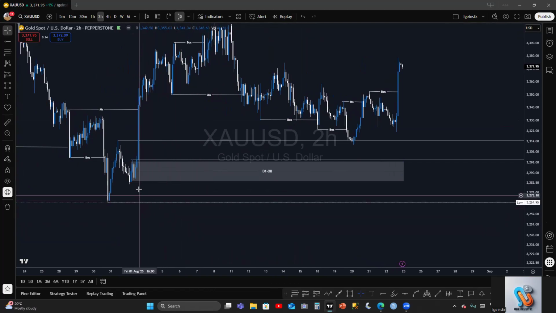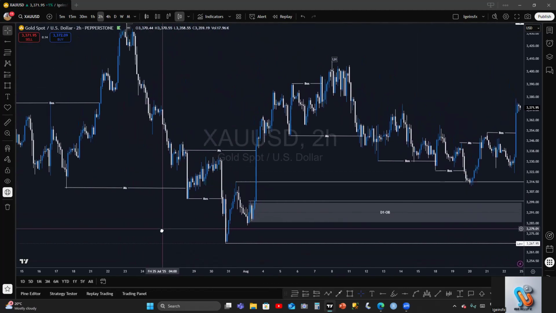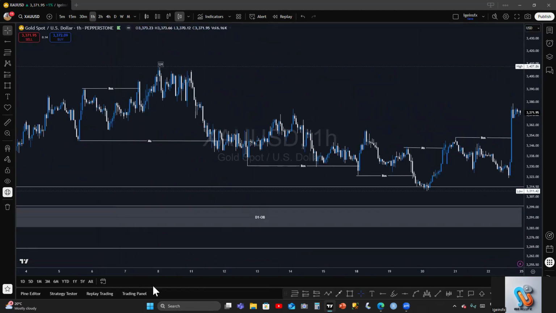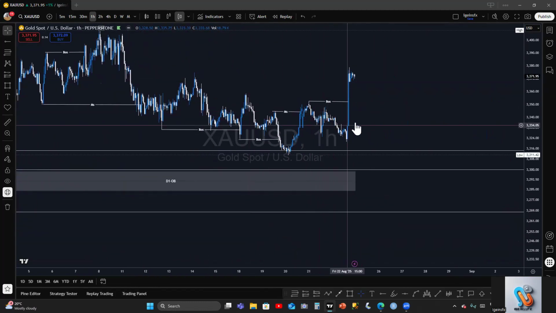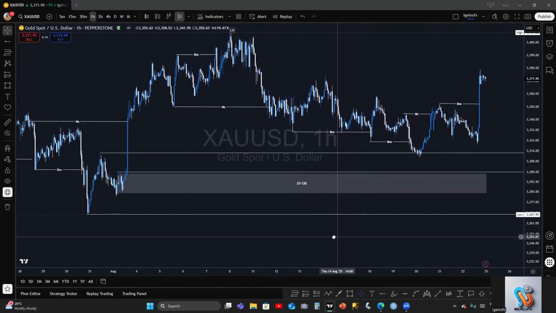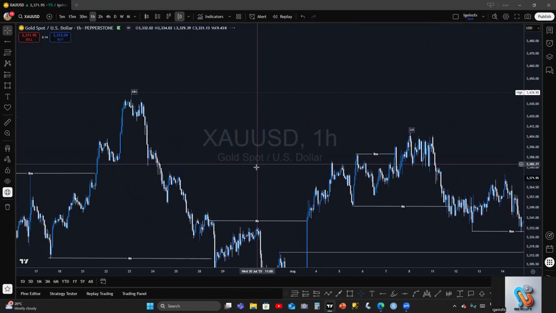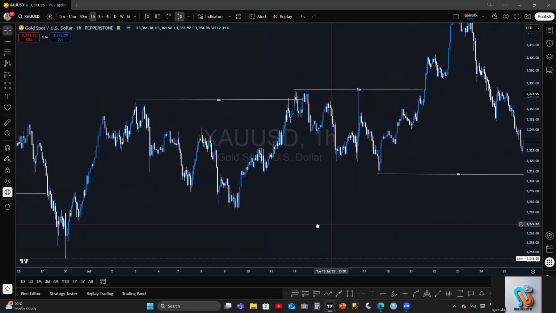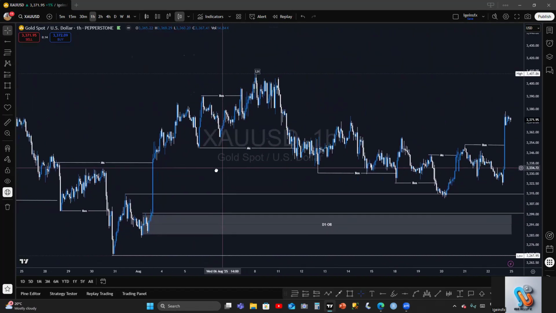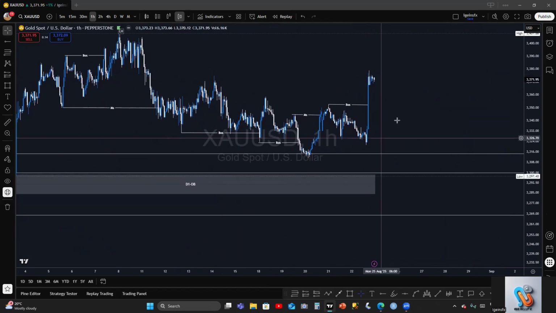So that being said, now that we have seen all this, let's scale down to 1 hour and still refine our entry. All right, scale down to 1 hour.